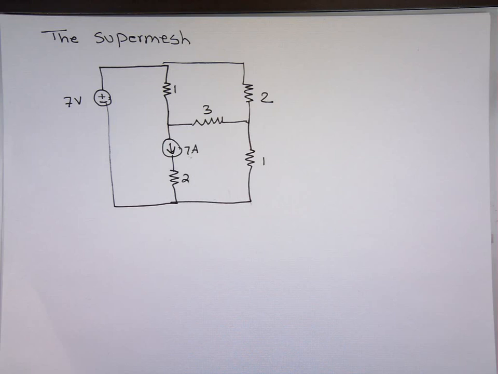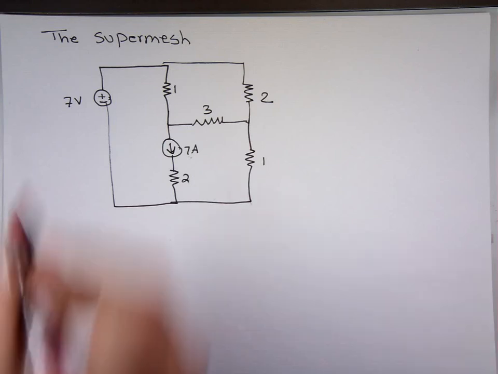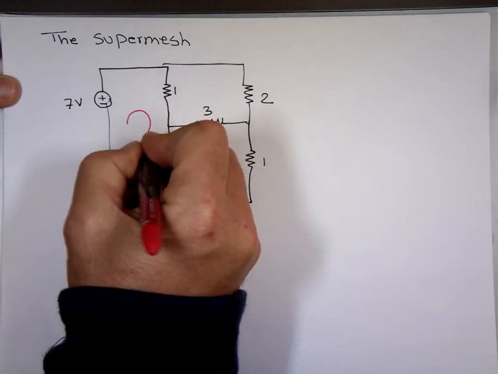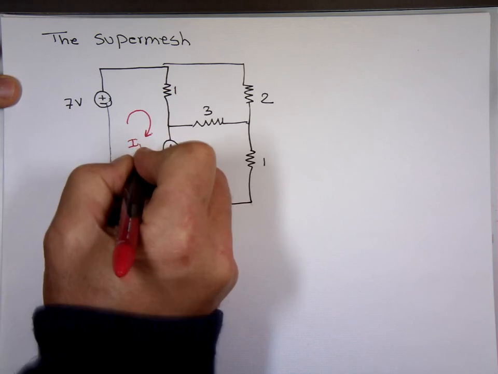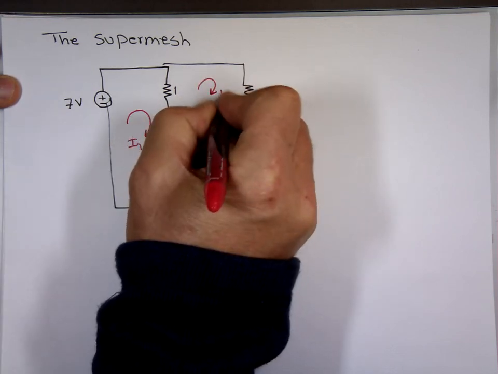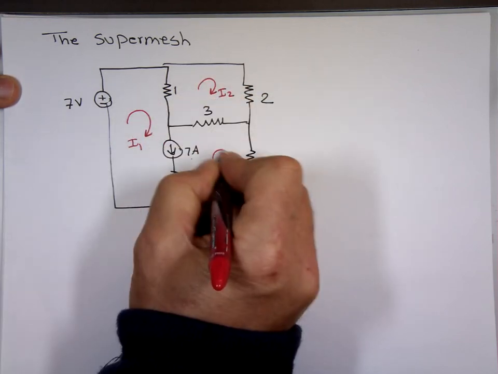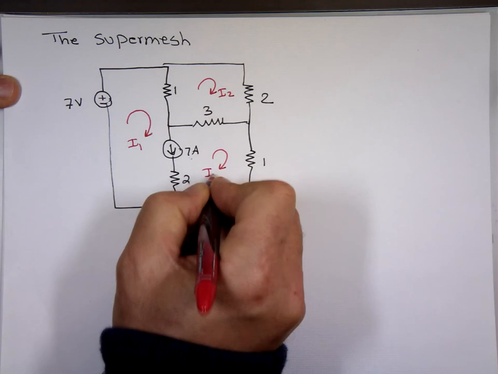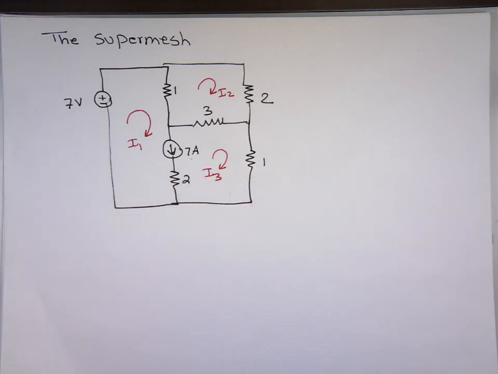So mesh analysis is assign current in any direction. We always tend to assign them clockwise. This is I sub 1, I sub 2, and I sub 3. That means I should have 3 equations by 3 unknowns. And mesh analysis says find a closed loop, add all the voltages in a closed loop, it should be 0.